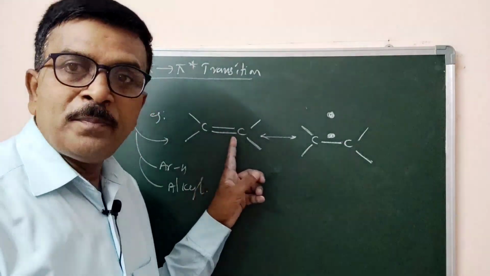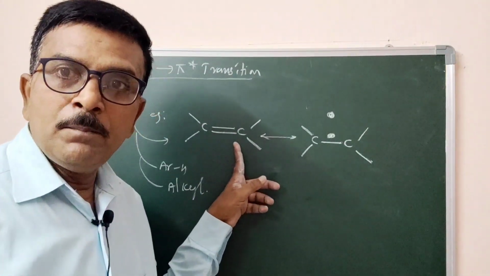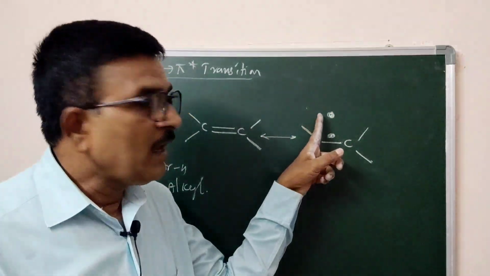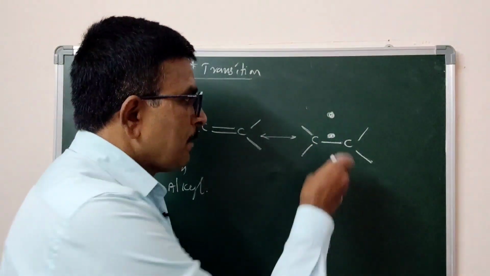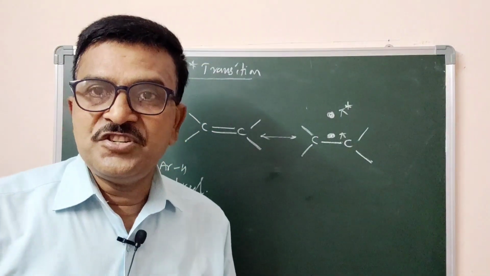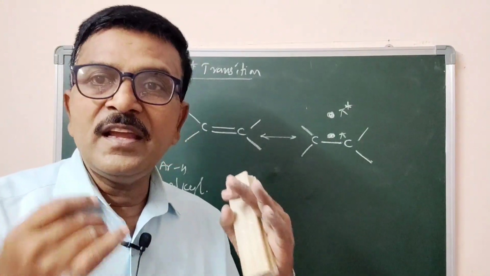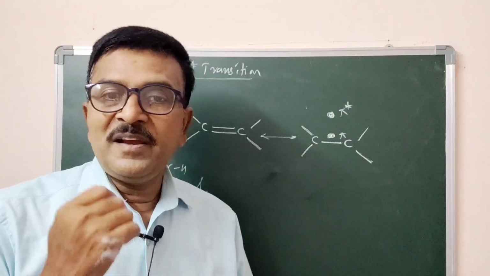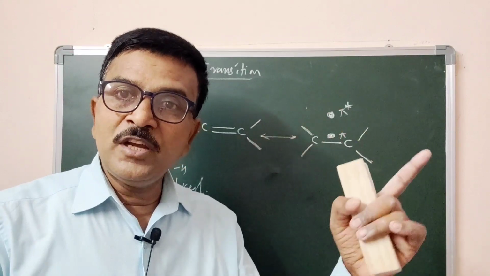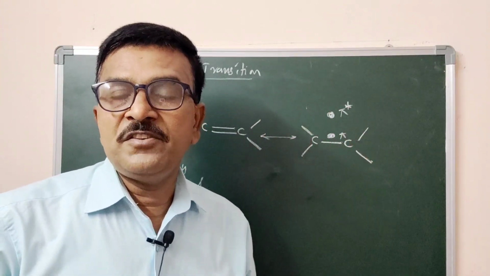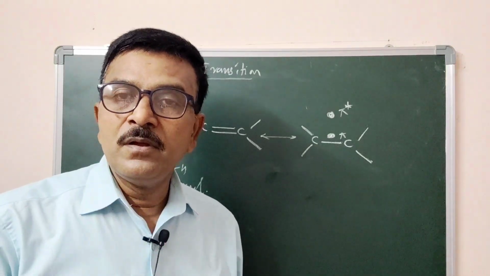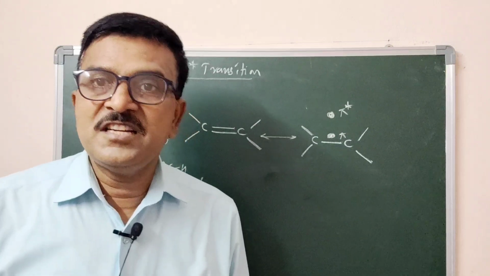So of the 2 pi electrons of the pi bonding molecular orbital, one undergoes transition to the pi anti-bonding molecular orbital. Say this is the pi orbital, this is the pi star orbital. So that is the transition. Now the energy required for pi to pi star transition is less when compared with the sigma to sigma star and n to sigma star transitions. Energy for pi to pi star is less when compared with the first two transitions.